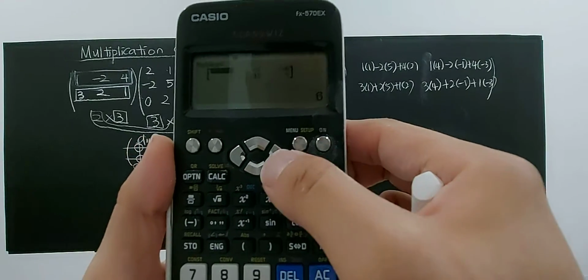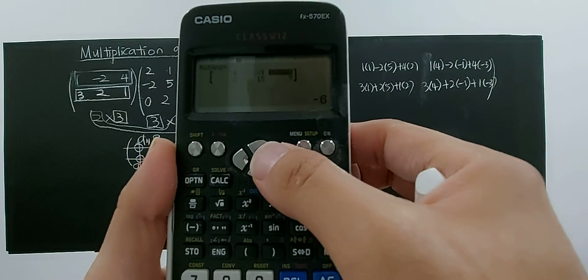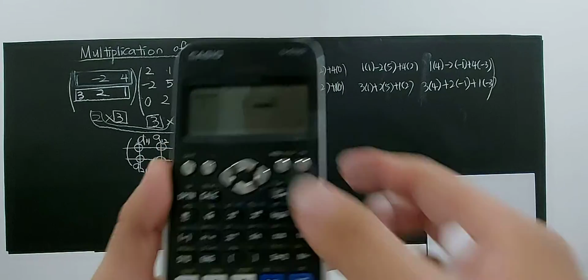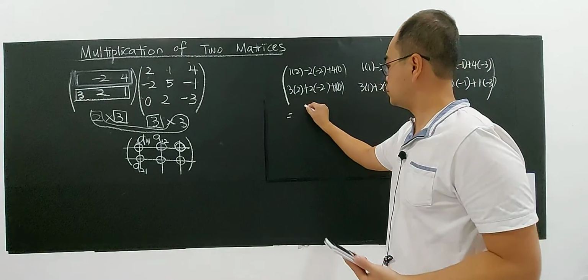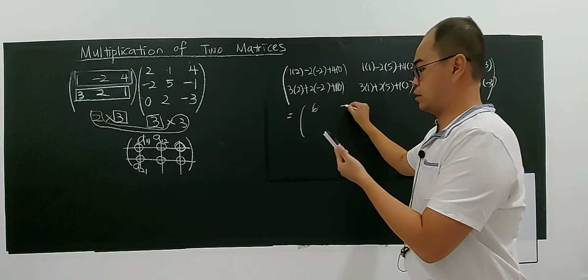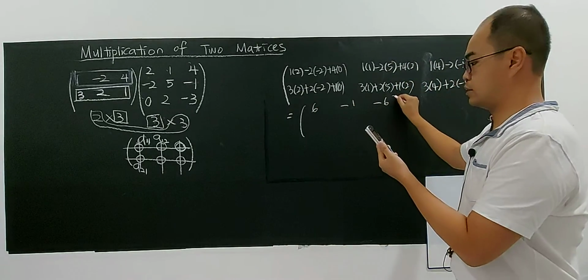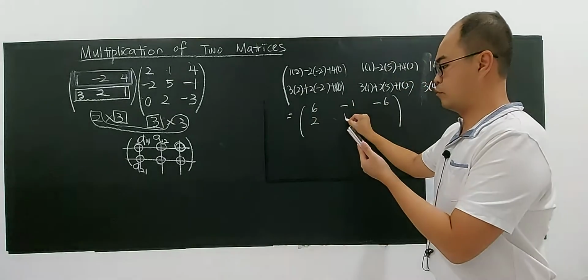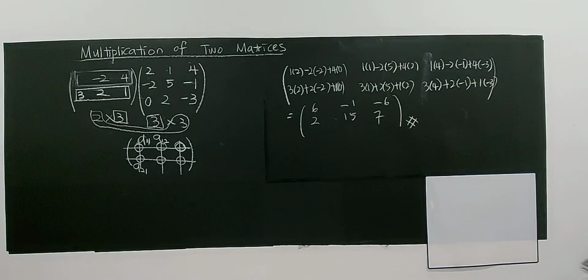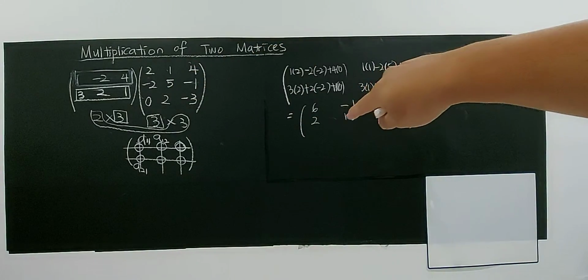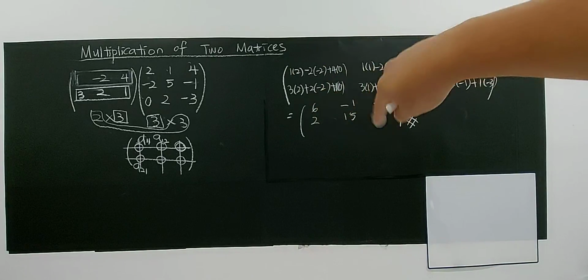The first row will be 6, negative 1, negative 6, and the second row is 2, 15, and 7. So this is your answer for this product. Hope you understand how to multiply, and then how to use the calculator to get the answer.